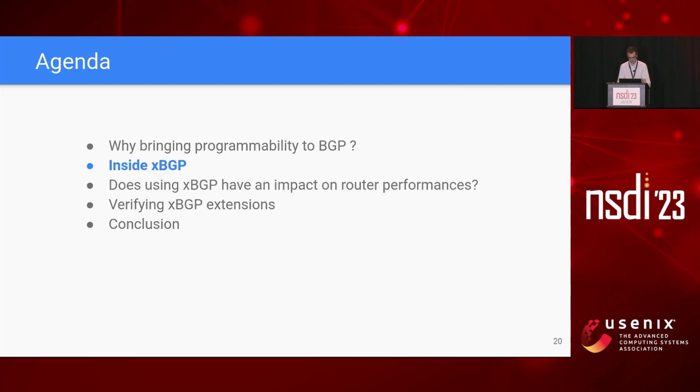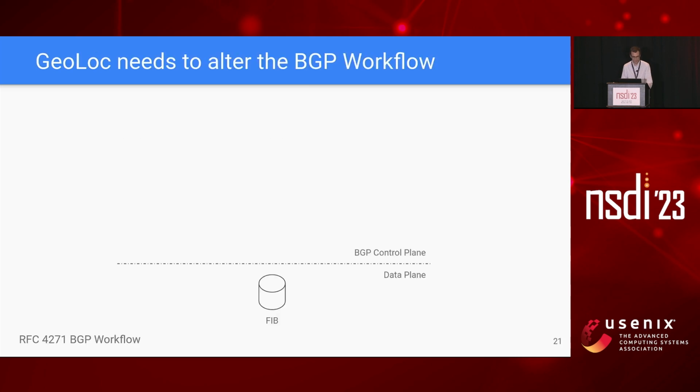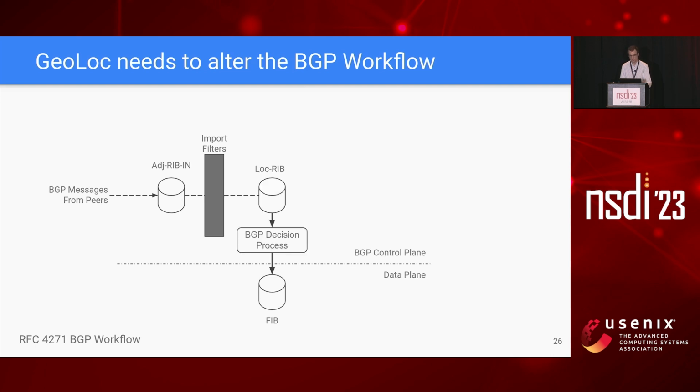So let's start by explaining what xBGP is. If I take back my GeoLoc feature, it needs to alter the BGP workflow, and the BGP workflow is normally implemented in all vendor operating systems, and this is RFC 4271. It stipulates that each time you receive a BGP message from your peer, you go to the Adj-RIB-In, then the import filter, then the BGP decision process that computes the best route toward each IP prefix. Then you pass it to the export filters, the Adj-RIB-Out, and then spread it to the other BGP speakers.